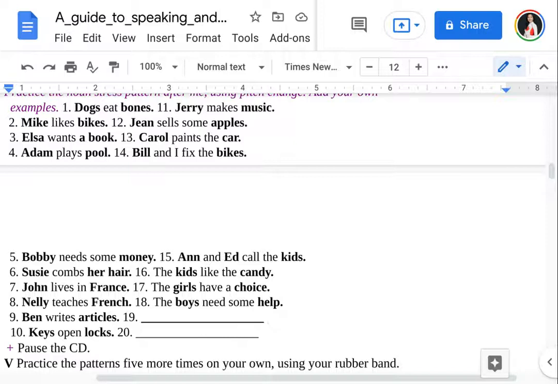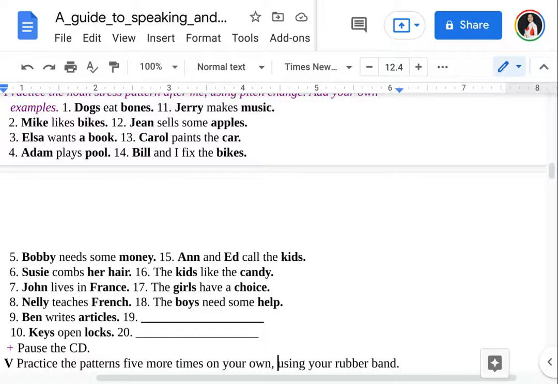11. Jerry makes music. 12. Jean sells some apples. 13. Carol paints the car. 14. Bill and I fix the bikes. 15. Ann and Ed call the kids. 16. The kids like the candy. 17. The girls have a choice. 18. The boys need some help.